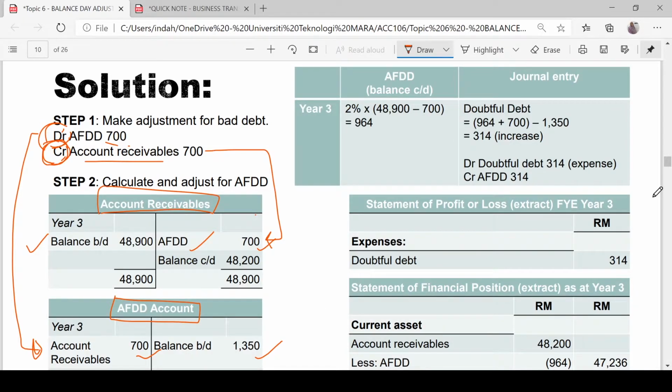So if we have bad debts for the year, when we calculate our allowance for doubtful debt, we're going to use the same estimation, which is 2%.